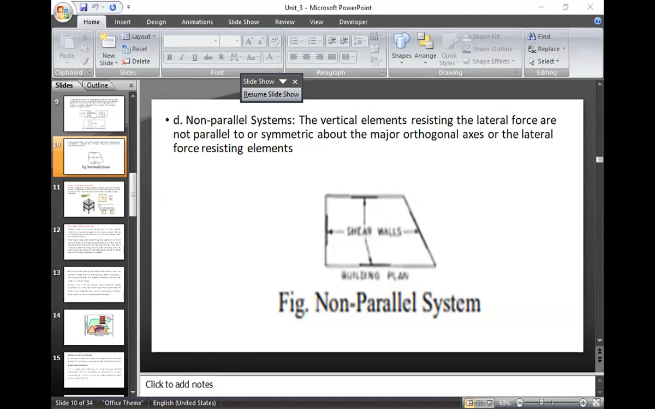In the diagram, there are shown walls, which may be shear walls, and there is a plan, a building plan, which is written over there.